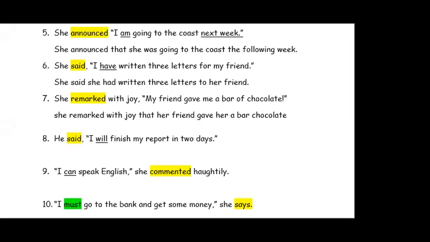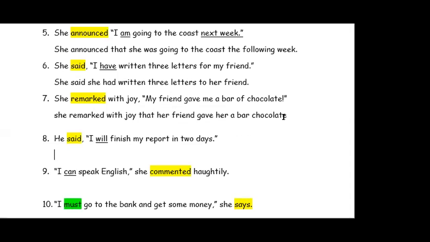Okay. Moving on. He said, "I will finish my report in 2 days." Now, guys, this introductory verb is also in the past tense. So everything here changes to the past tense. And I can see how quickly you guys type. You guys are typing really fast, and that's awesome. The grade 7s type really, really slow. I don't know if it's their age or maybe they type in like a WhatsApp language and it's difficult to type in full.